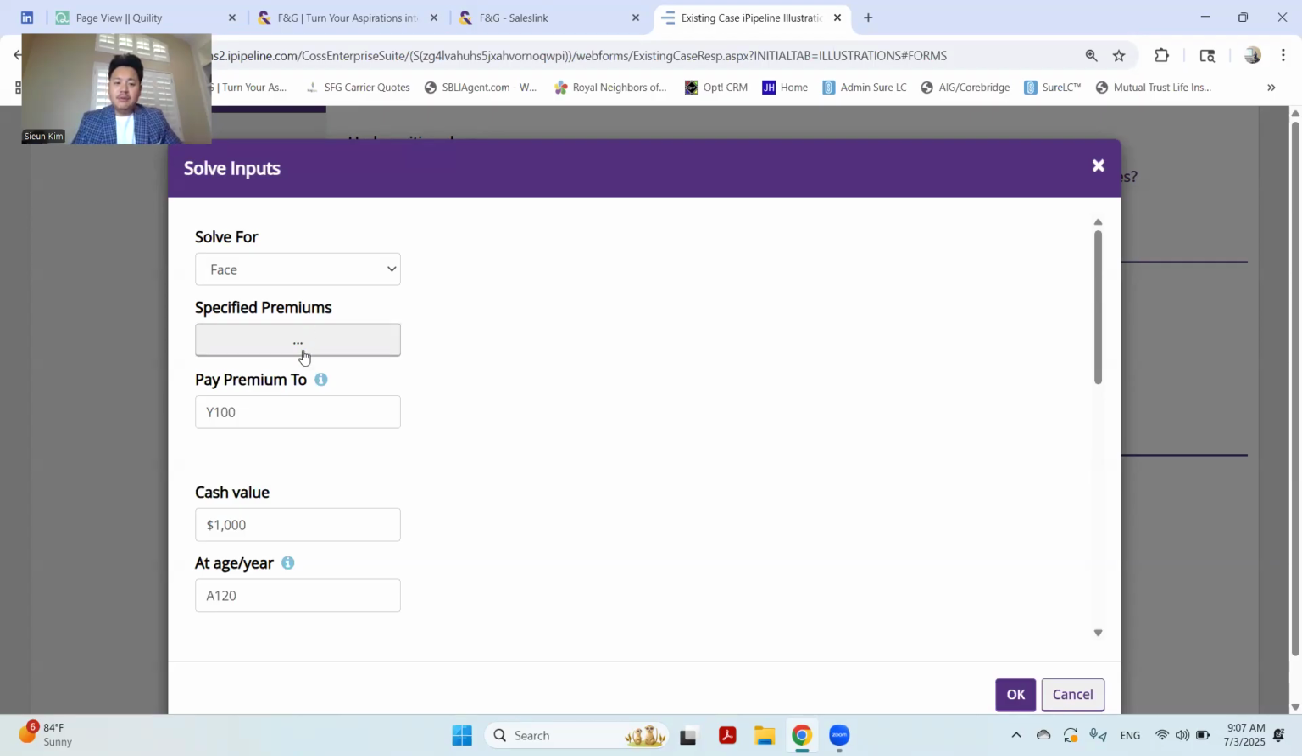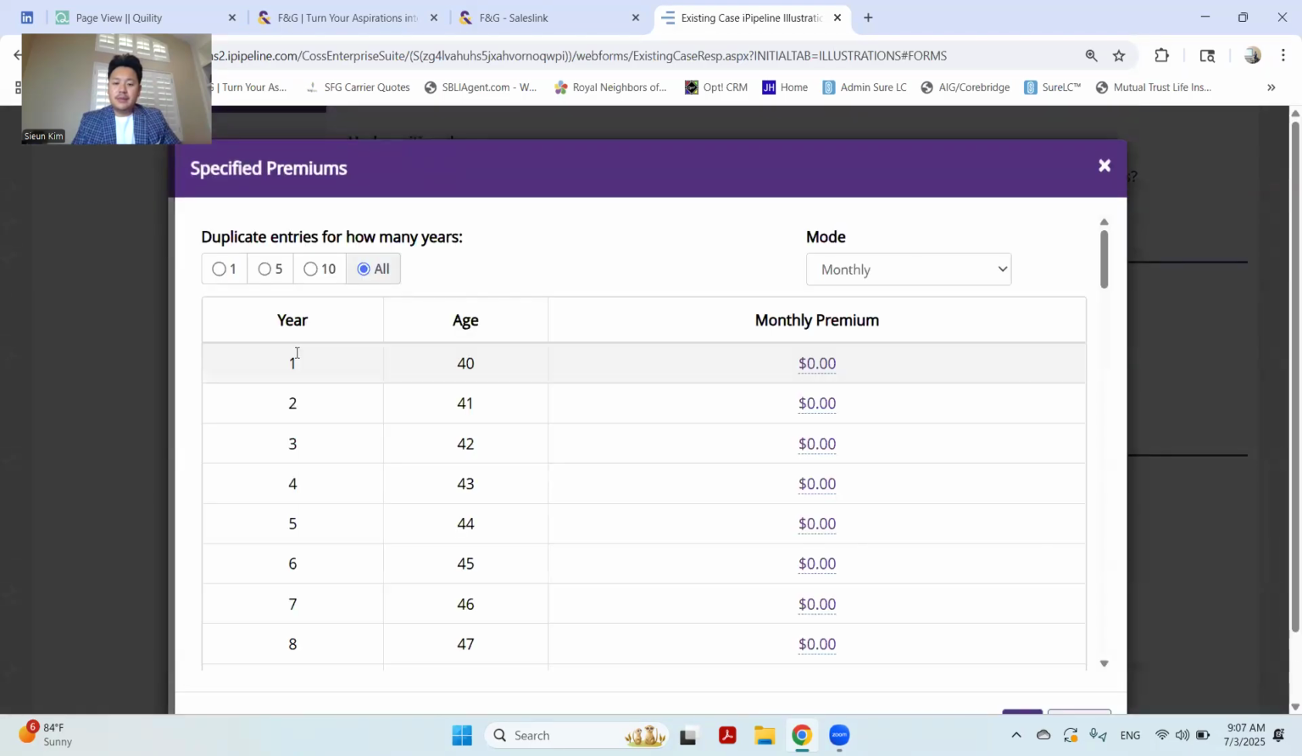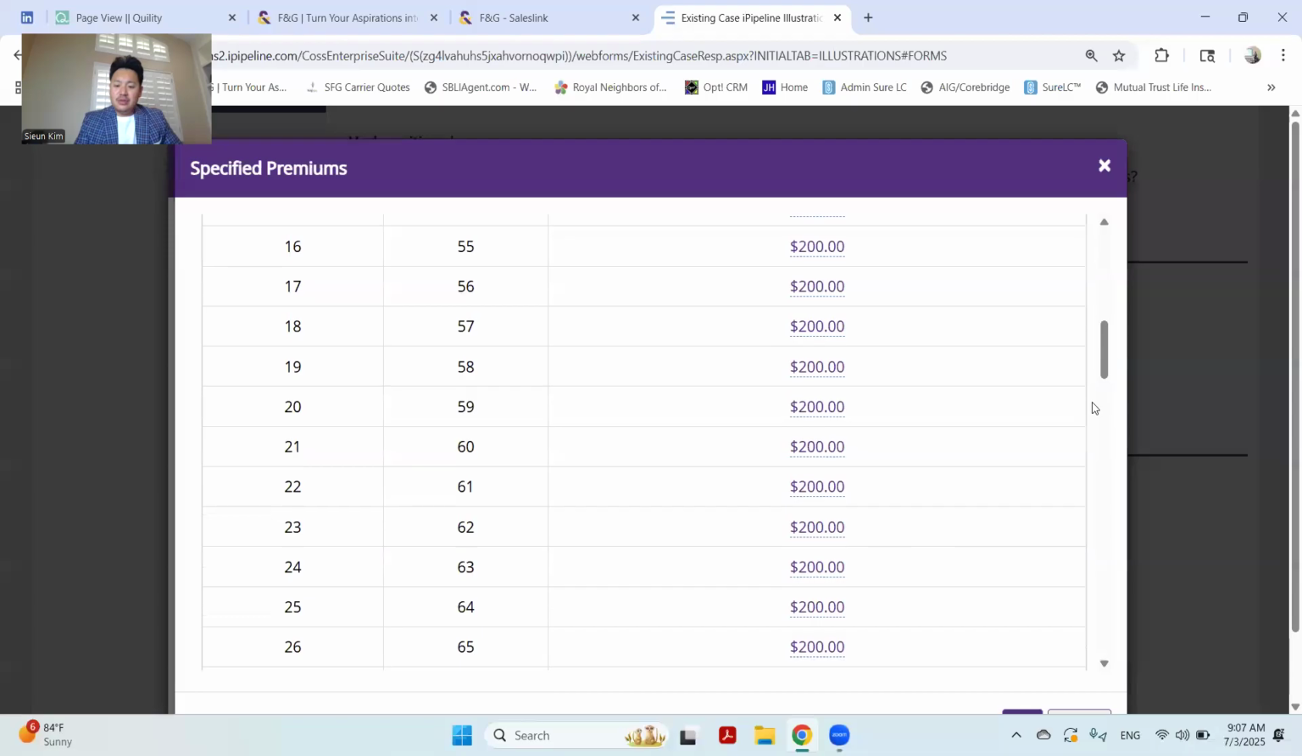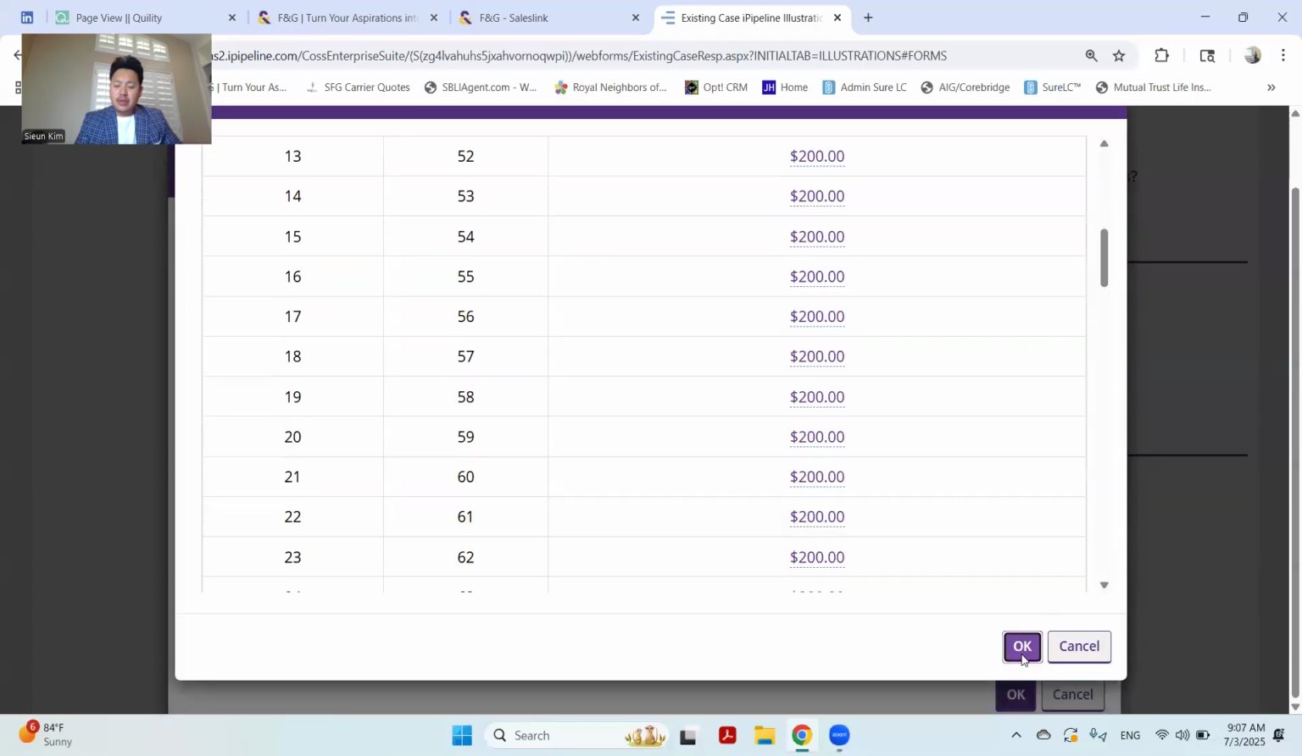Under specify premium, you click on this three dots and you see it shows you the years. This is the anniversary and the age of the client. For the first year, we're going to click on the monthly premium. Let's just say the client wanted to put in $200. I'm just doing this as an example. Let's say the client can afford $200 a month. So then you click this, 200, right? Everything should have changed to 200. Then you go down and click OK.